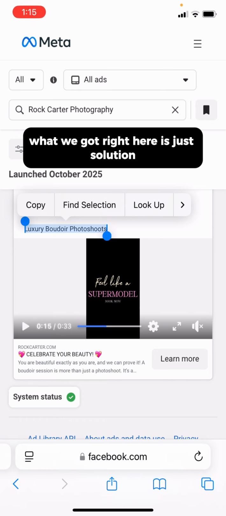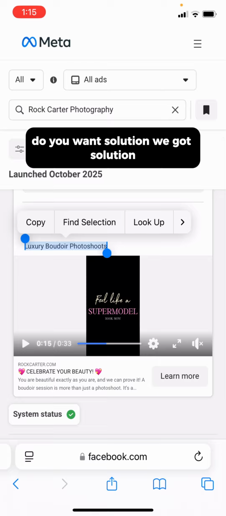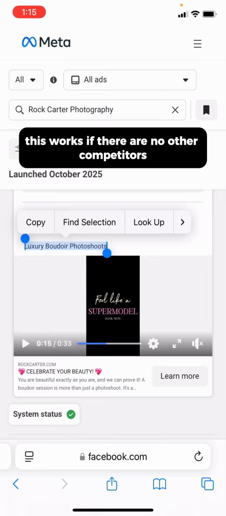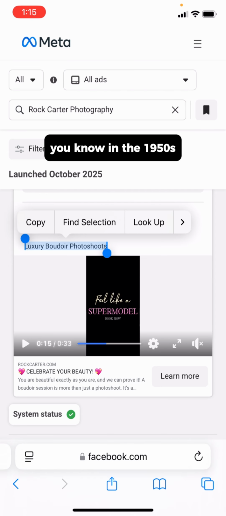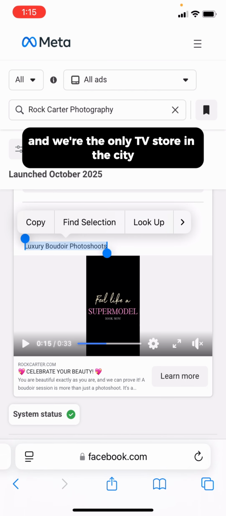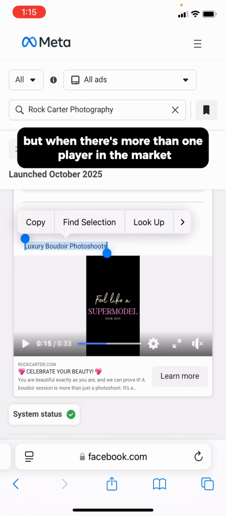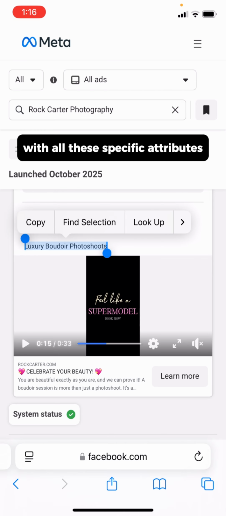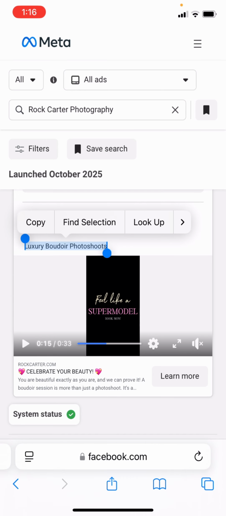And yeah, what we got right here is just solution. Like, hey, do you want solution? We got solution. This works if there are no other competitors. So if we're the only one in the market, in the 1950s, feels like you want TV, we got TVs here at the TV store, and we're the only TV store in the city. That's fine. But when there's more than one player in the market, that's when we have to get specific with all these specific attributes, because it's strange.